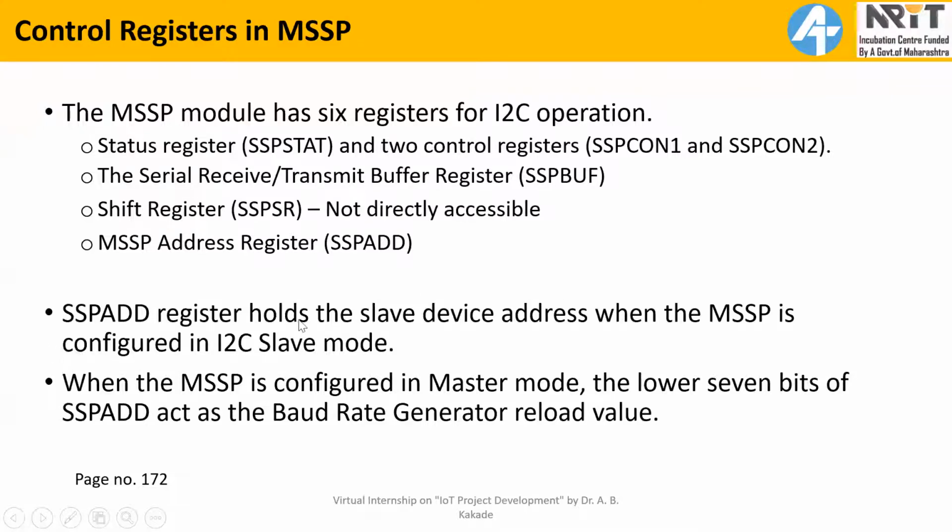The SSPADD register holds the slave device address when the MSSP module is configured in I2C slave mode. And when MSSP is configured in master mode, the lower 7 bits of SSPADD act as a baud rate generator. We are going to use the MSSP module in master mode. So our microcontroller will be in master mode of operation, and FDC1004 will be in slave mode of operation.